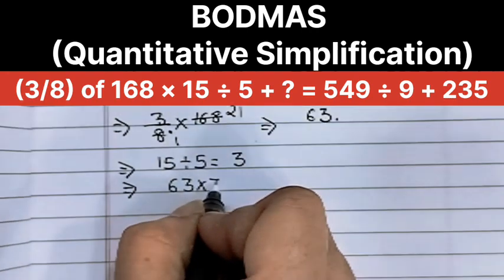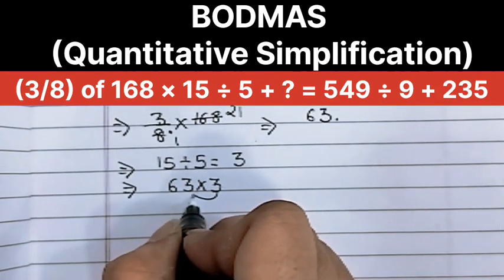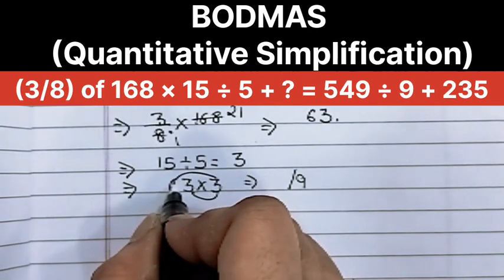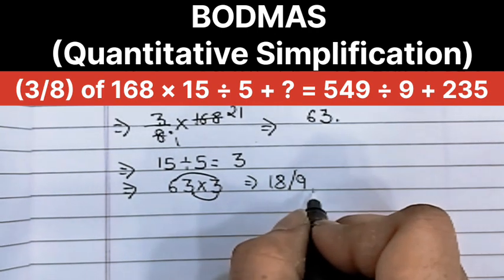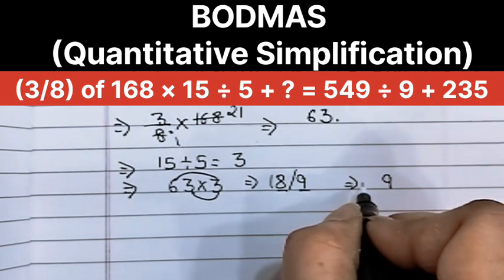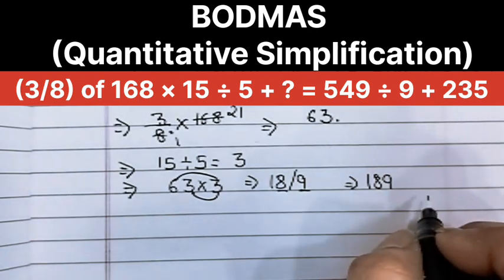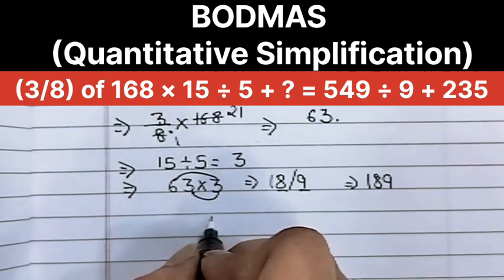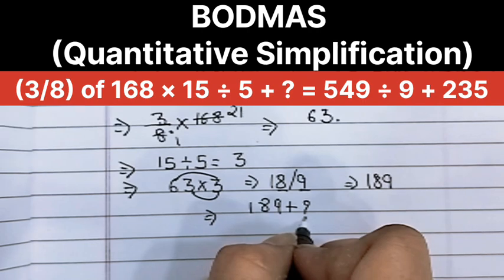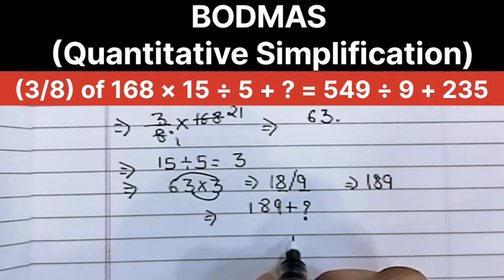63 multiplied by 3. You can use Vedic maths. 3 3s are 9 and 6 3s are 18. So simply 9 as it is, and you will get 8 and 1. Simply the left hand side is completed, but the equation becomes 189 plus question mark. So now the left hand side is complete.